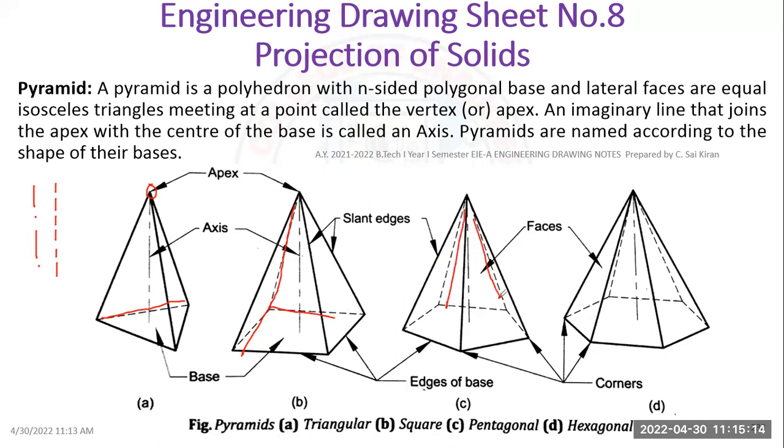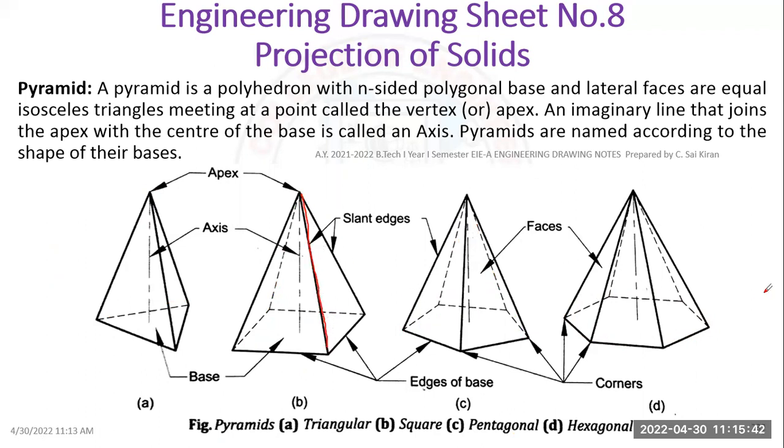These are the sides you can't see because you are looking from the front. You can see only three sides. For the pentagon, only two sides you can see, and these three sides you can't see. And if you are looking at the hexagon, 1, 2 and 3, these three sides you can see in the front view, and the other three sides you can't see in the front view. Okay, this is a front view orientation. And these are the slant edges.